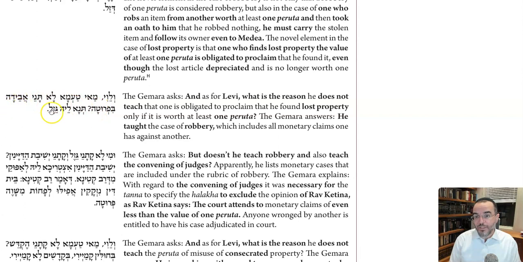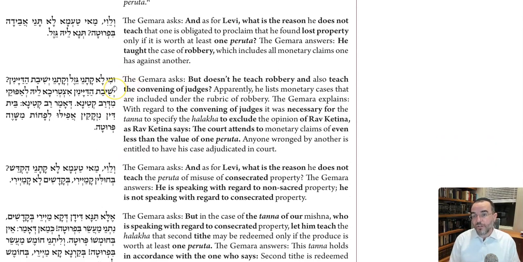Ve'levi ma'itam ala tana abeda bifruta, tana le geze levi. How come he didn't mention the case of lost property, that only if it's at least a peruta you have to return it? He says, oh, I included it in robbery, because robbery is all monetary claims, including something that you're supposed to return and you don't. That's a subcategory of robbery.